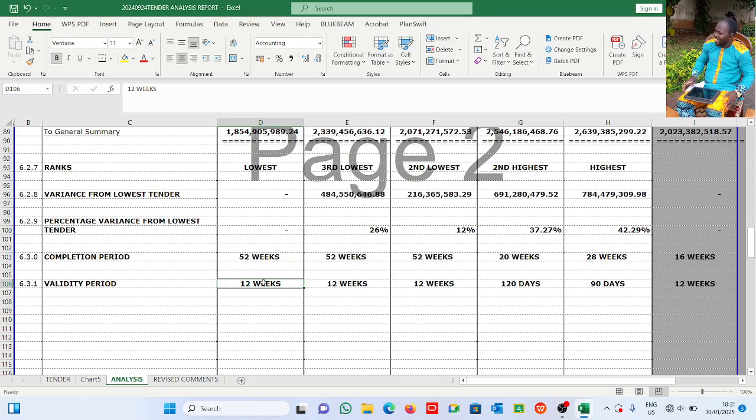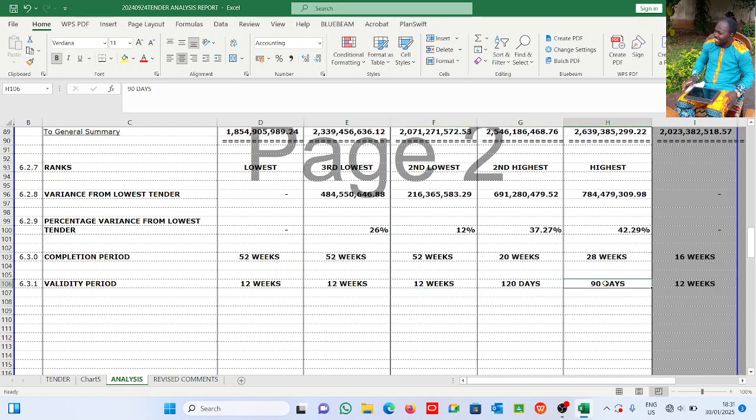So after 12 weeks, if he's been invited again, he will come with a new quote because he believes that prices must have changed by that time. But of course, in our own time now, you know that even validity is just like maybe some tell you 3 days, 1 week, because of the volatility of the market. All right, so this is 12 weeks.